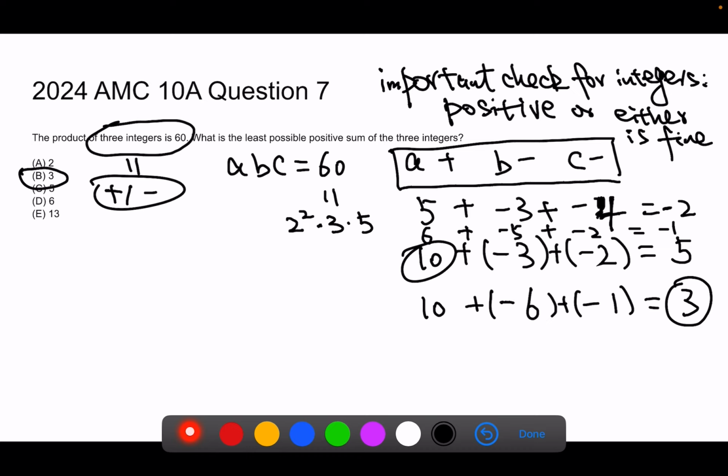If you notice that it could be positive or negative, generally by trial and error you'll be able to find it. The only thing here is people get stuck because they didn't notice that three integers means it could be positive or negative. So always have this important check for integer-related questions.